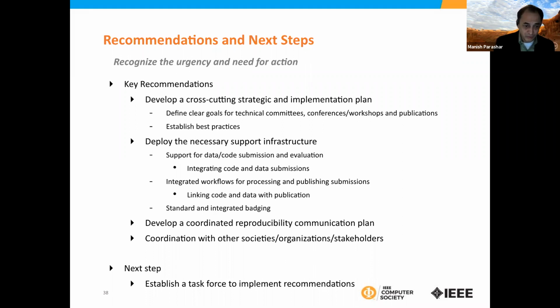So the key recommendation is to come up with a cross-cutting strategic and implementation plan that defines clear goals for the technical committees, conference and workshop organizers, journal EICs, and magazine EICs about what we're trying to achieve and how we want to get there. What are the best practices? This has to be done in a broad way, across at least the Computer Society, and I would say across IEEE. Clearly, there are different needs that have to be managed, as not all aspects of computer science require exactly the same approach. But building that effort and understanding what those needs are is important.